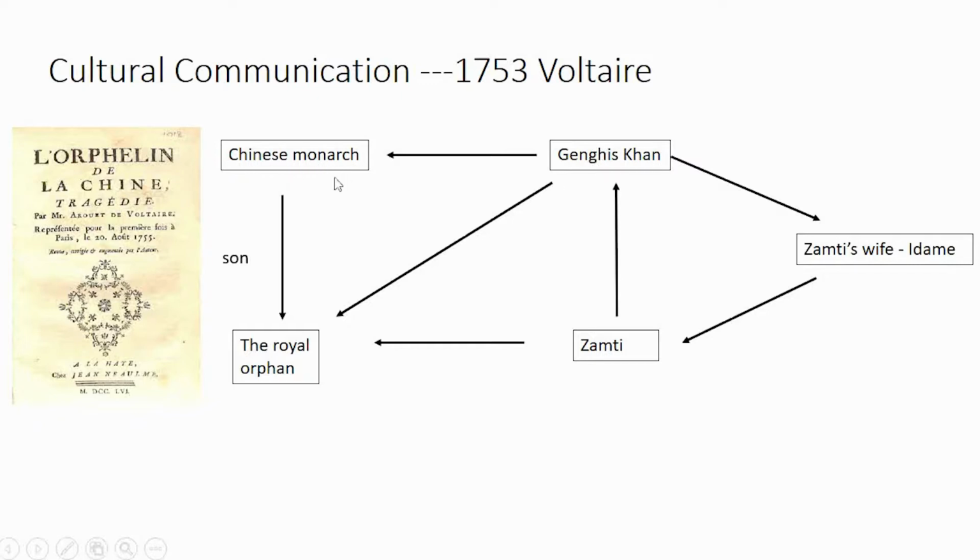Before he conquered China, there was a Chinese monarchy, and the Chinese monarchy had a royal orphan. The royal orphan was entrusted to a general called Zamti. He is a Chinese official. Do you think he will sacrifice his own son in Voltaire's play? That is the main change in the play, he didn't do so because he has a very virtuous wife called Idame.